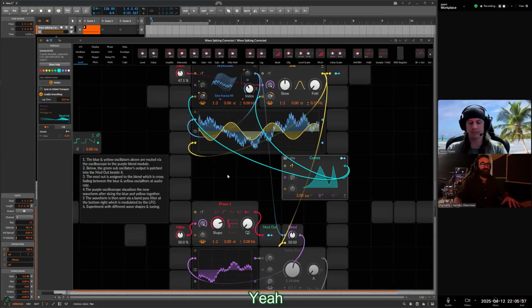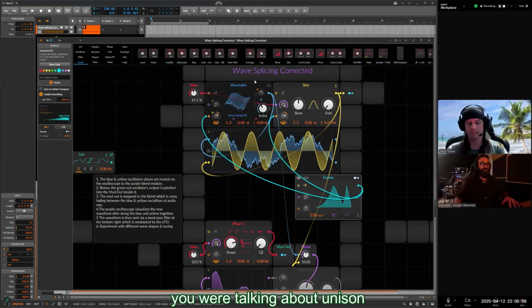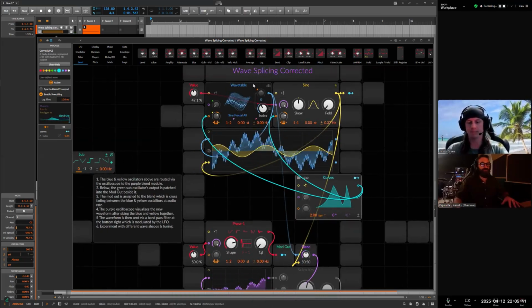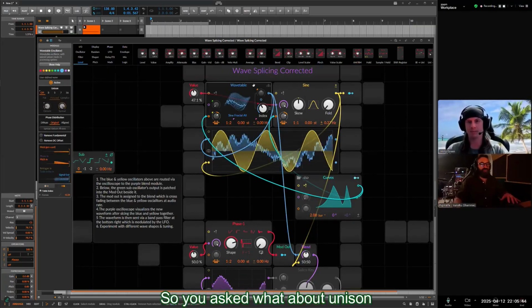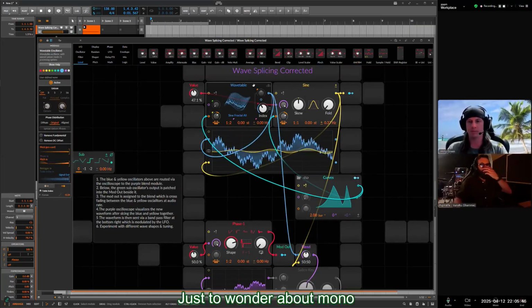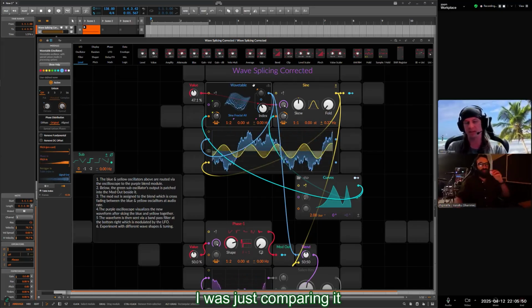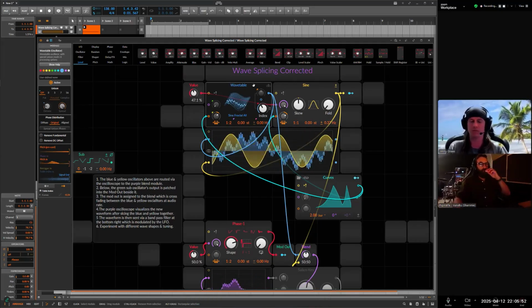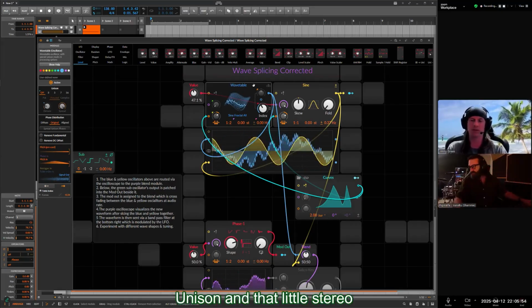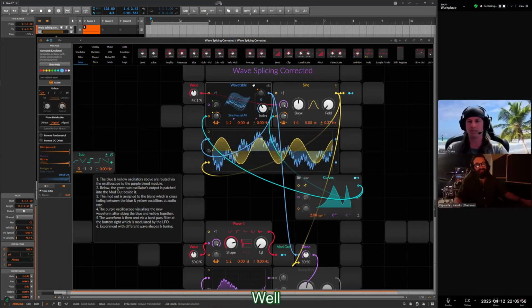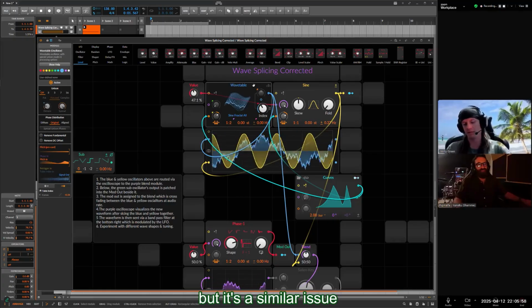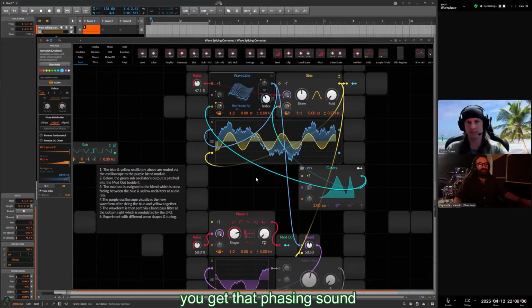Um, you were talking about unison though, right? You asked about mono compatibility, or I was just comparing it. Unison and that little stereo thingy cause the same issue. Well, it's maybe not the same issue, but it's a similar issue. When it gets forced to mono, you get that phasing sound.